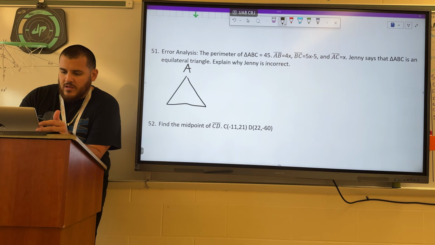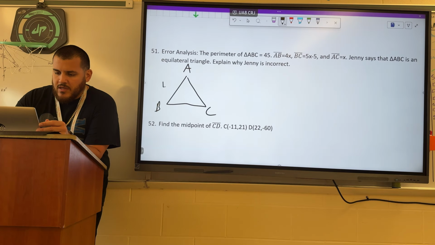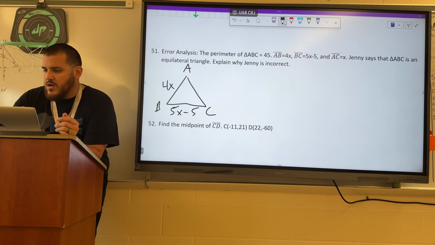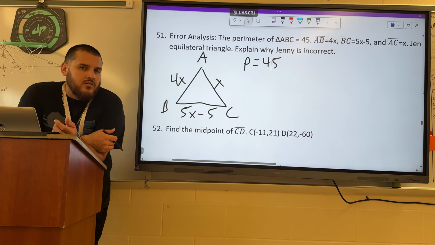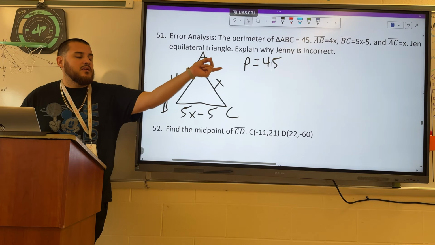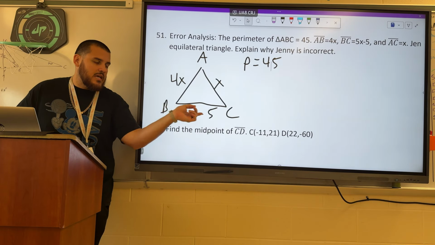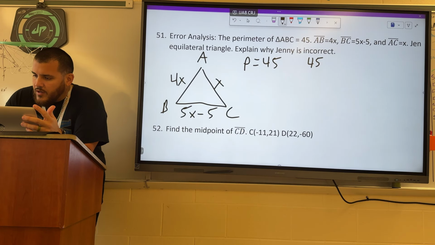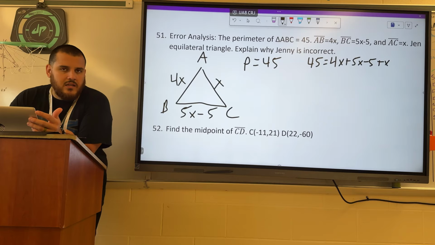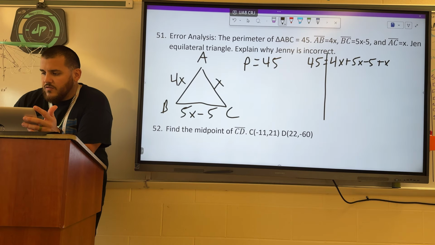We have triangle ABC. We know that side AB is 4x. We know that side BC is 5x minus 5. We know AC is x. We know the perimeter is 45. Well, if this is true, we can determine the value of x by knowing the sum of these side lengths has to equal 45, because that's what perimeter is. It's adding all the sides together. So we know that 45, our perimeter, must equal the sum of 4x and 5x minus 5 and x, our 3 side lengths. We could do algebra from here to solve for x.